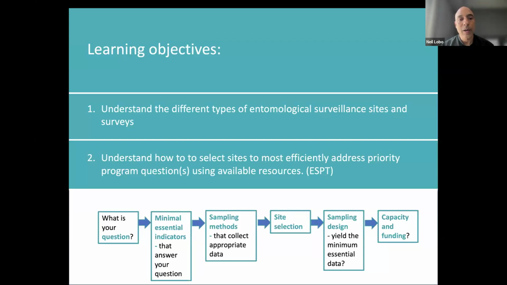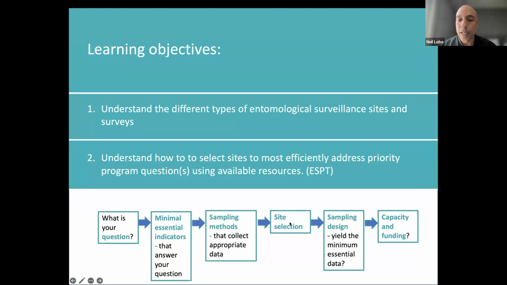We will look over how to select sites, as well as how to most efficiently select sites based on your priority program question and available resources. If you remember the ESPT, the first step is: what is your question? Then you select your minimal essential indicators that answer your question, and then sampling methods that collect your indicators that answer your question.